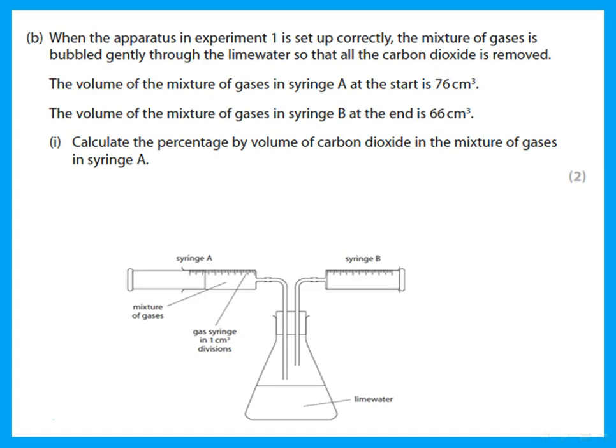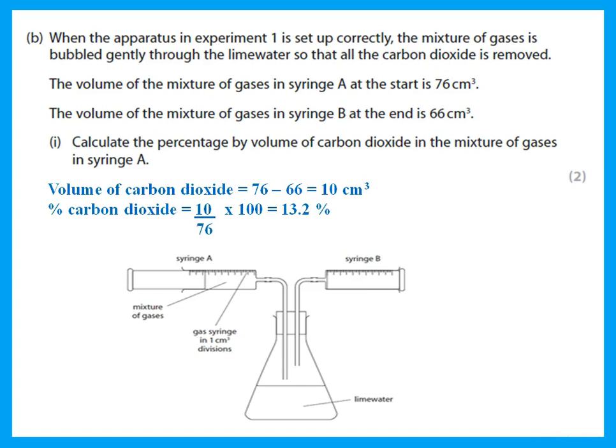When the apparatus in experiment 1 is set up correctly, the mixture of gases is bubbled gently through the lime water so that all the carbon dioxide is removed. The volume of the mixture of gases in A at the start was 76 cm³. The volume of the mixture of gases at the end is 66. So of course the difference was the carbon dioxide. Calculate the percentage of volume by volume of carbon dioxide in the mixture of gases in syringe A. So he's just talking about syringe A. So the volume of the carbon dioxide will be the difference and the percentage will be the difference over the total times 100.